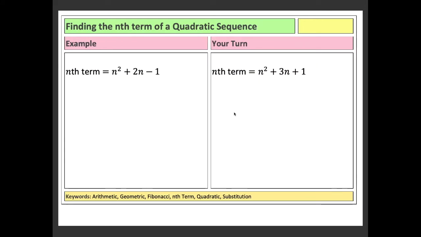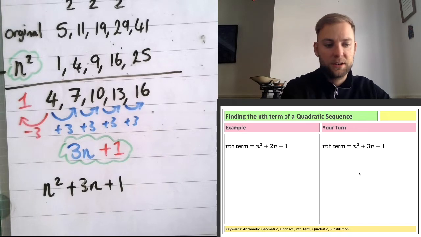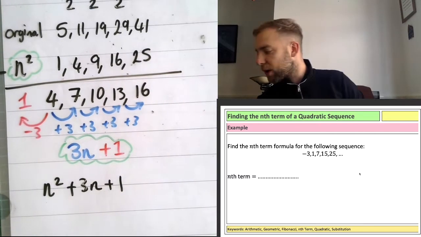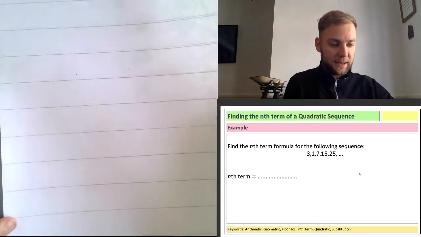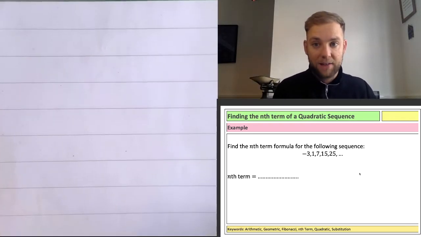N squared plus 3n plus 1, n squared plus 2n minus 1. Absolutely super. So, let's have a look at the next questions here. Now, I've done some more which are very similar, because I think practice makes perfect with this one. This one now is example 5. If you want to pause and have a go at this, pause now and have a little go.